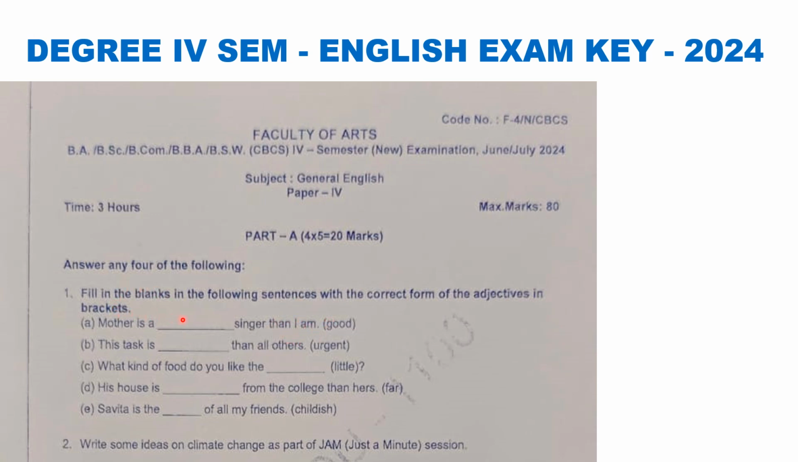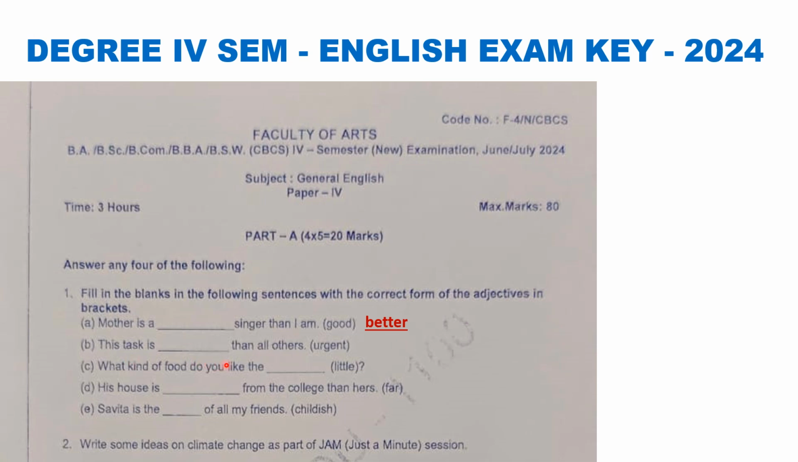Okay, the first one is: fill in the blanks in the following sentences with the correct form of the adjectives in the bracket. So this is degrees of comparison, students. You might have remembered. Mother is a dash singer than I am. Whenever you see than, it is automatically comparative degree. So, mother is a better singer than I am.